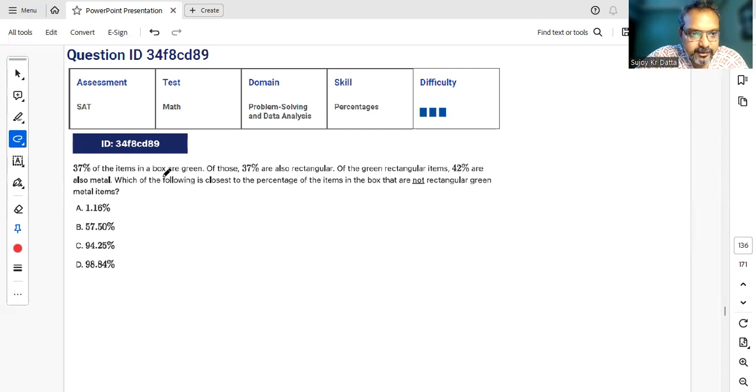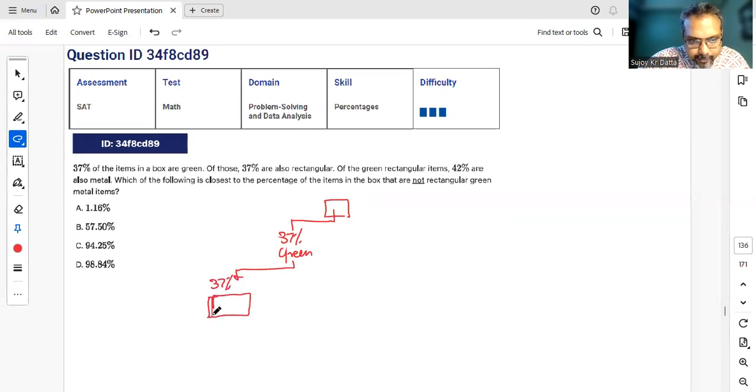So here it says 37% of the items in a box are green. Of those, 37% are rectangles. Of those, 42% are metal. They're saying which of the following is closest to the percentage of the items that are not rectangular green metal items. That means they're not, so neither rectangle nor green nor metal.